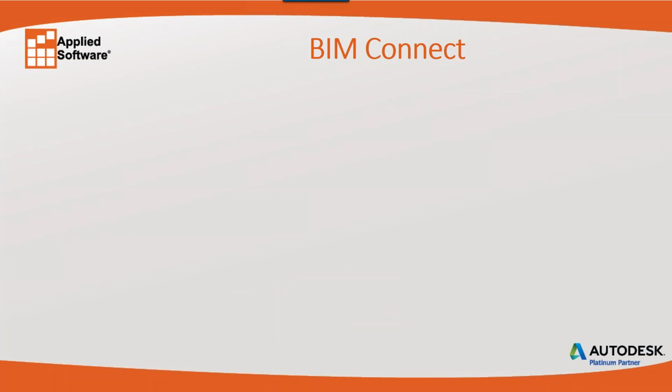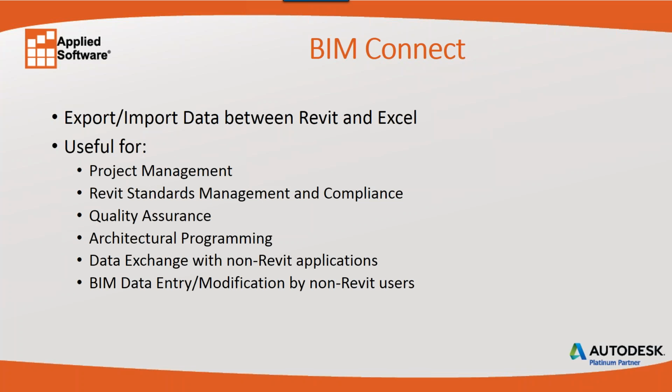So let's move on and let's talk about BIM Connect. BIM Connect is a product that we developed to allow you to import and export data between Revit and Excel. And if you think about it, there's a lot of use cases for that. If I'm a project manager, I can suck information out of the Revit project, review it in Excel, edit it in Excel, and pump it back into Revit. So it's very good for project management, quality assurance, standards management, and compliance.